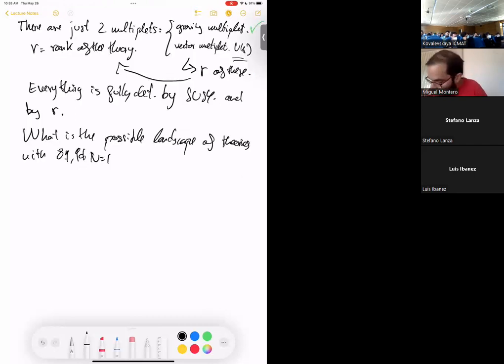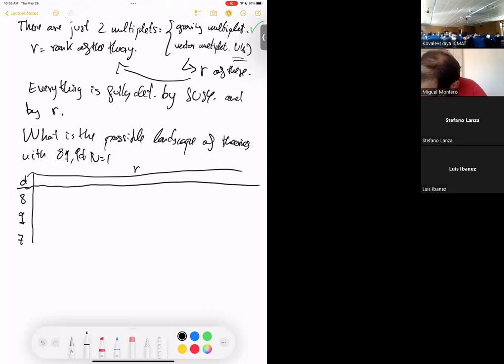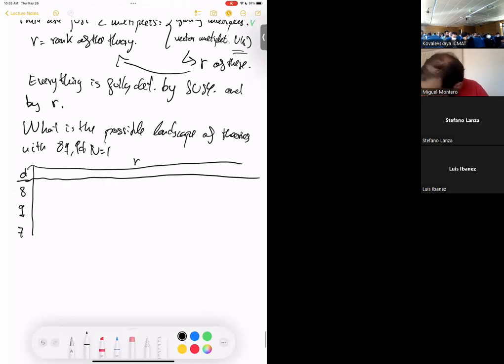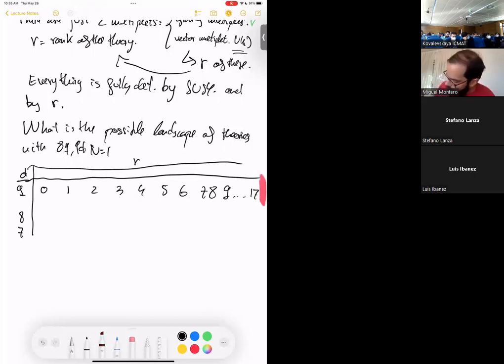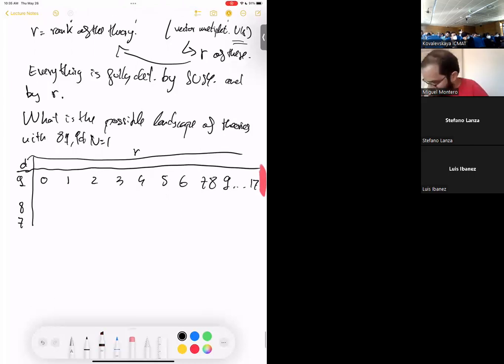It's very simple to draw. I'm going to put some color here for dimensions 8, 9, actually all the way to 7. And then I just need to tabulate all possible values of the rank. So you could have a theory in these dimensions with rank 0, 1, 2, 3, 4, 5, 6, 7, 8, 9, up to 17. There's a swampland argument that I will not describe here, related to the distance conjecture, that suggests you should not go beyond 17. This is not necessary for what I'm describing now, but it allows me to write a finite landscape, which is nice.